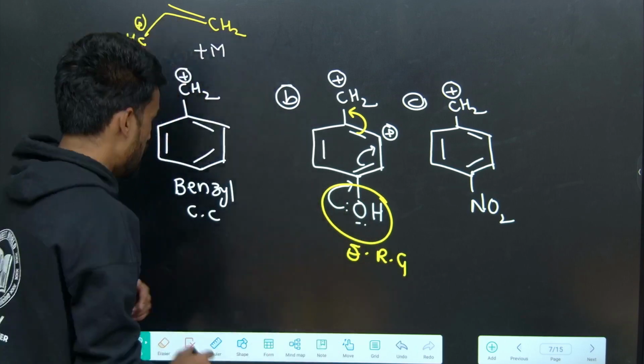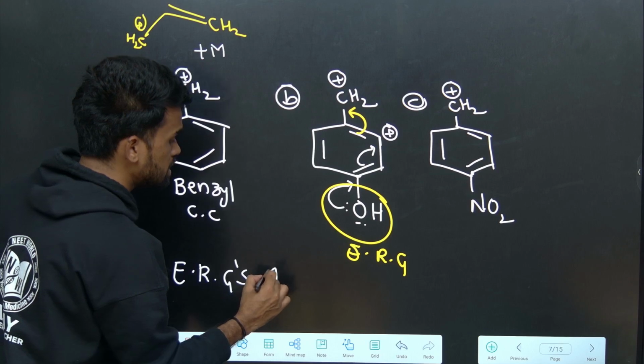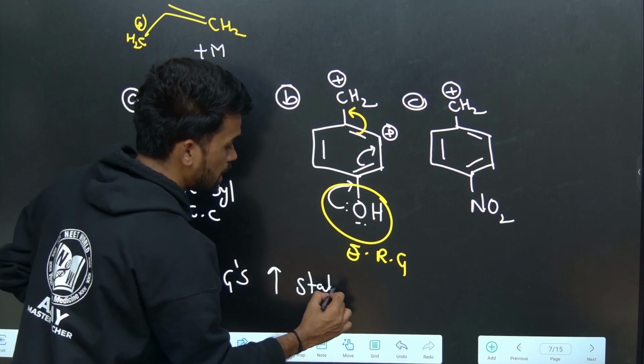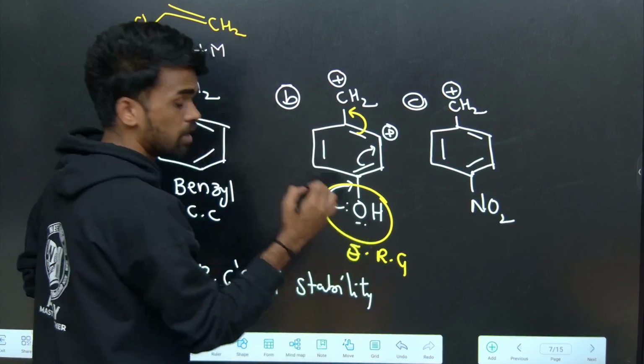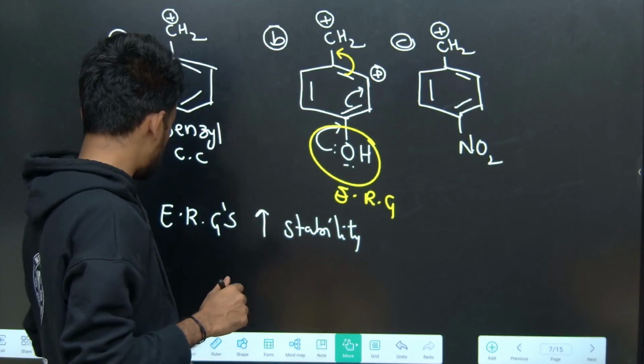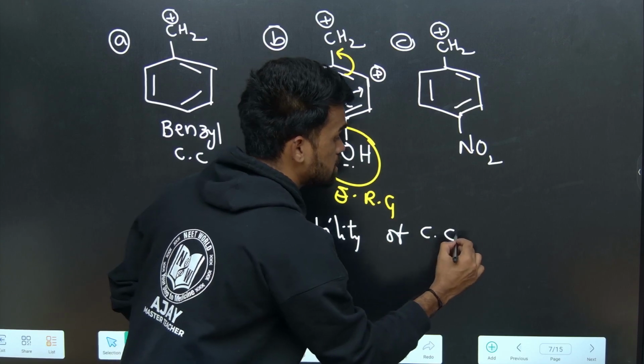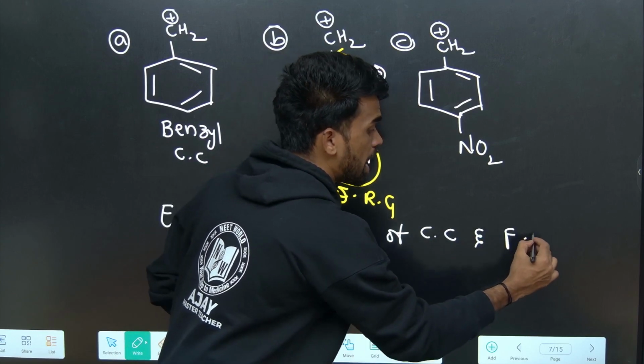So we can write: electron releasing groups increase stability, already discussed while studying reactive intermediates. So electron releasing groups increase the stability of carbocations and also free radicals.